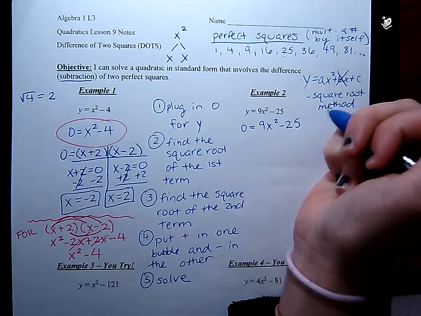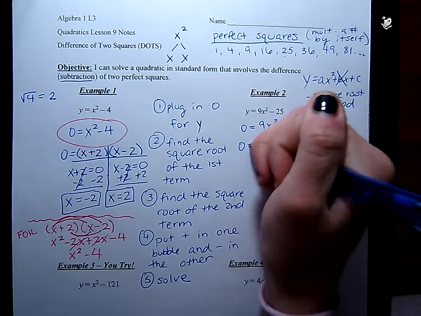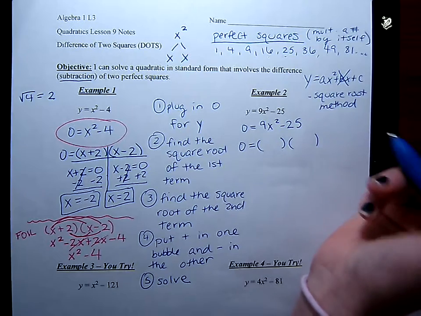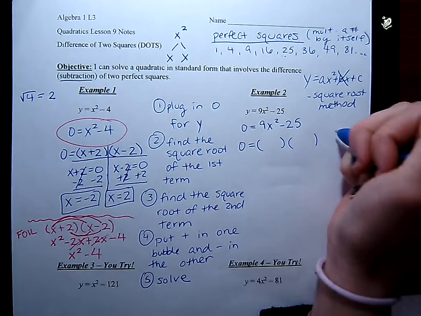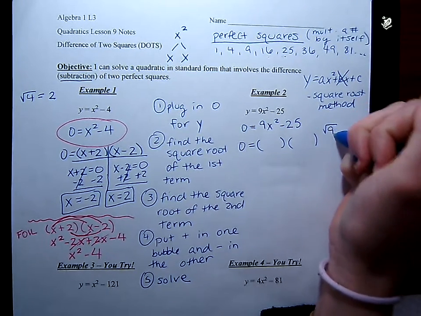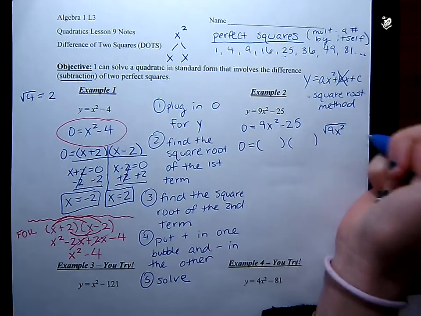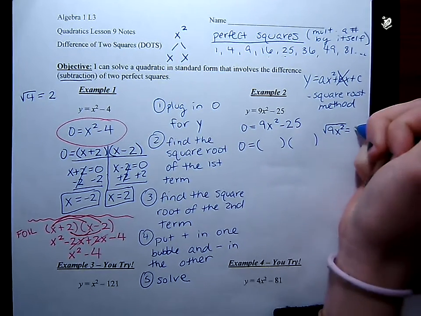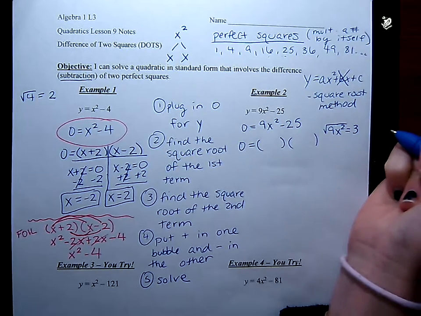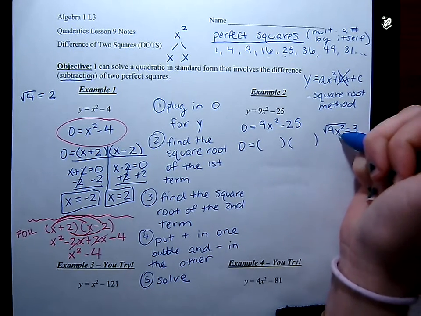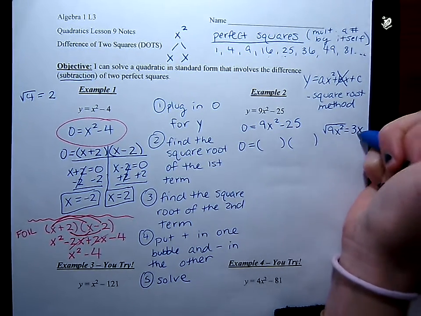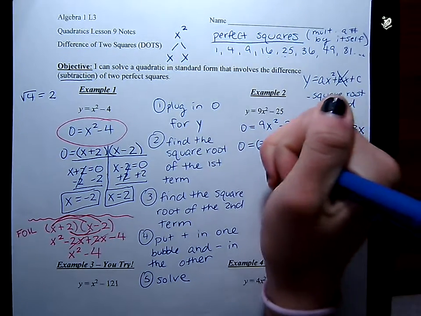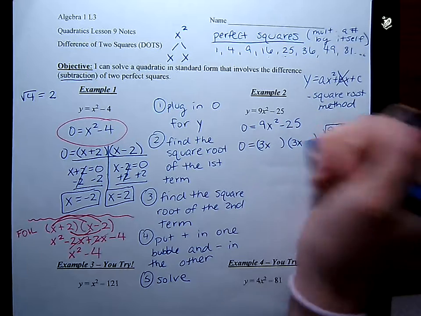Okay. Step 2, I'm automatically going to do my two bubbles. We have to find the square root of the first term. So we need to find the square root of 9x squared. I'm going to break this down into pieces. The square root of 9 is 3, because 3 times 3 is 9. And the square root of x squared is x, because x times x is x squared. So I'm going to put 3x in front of both of my parentheses.